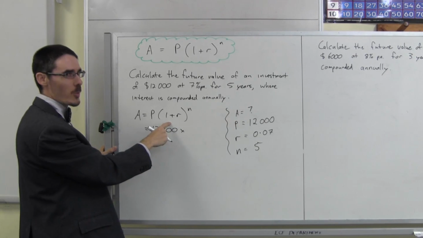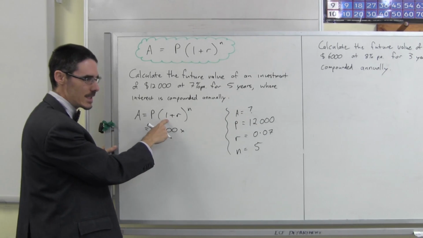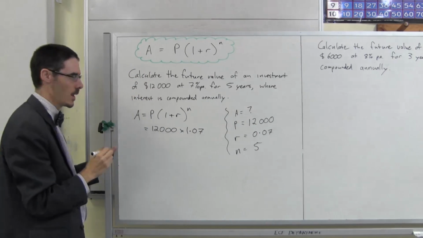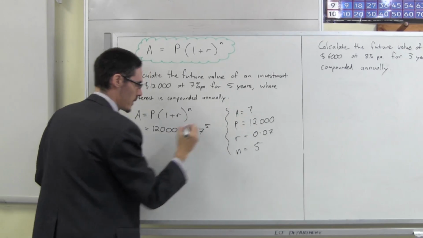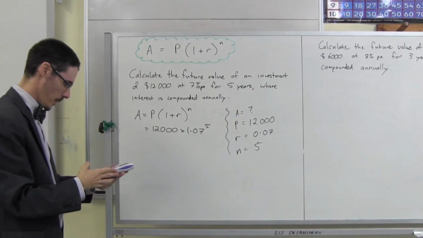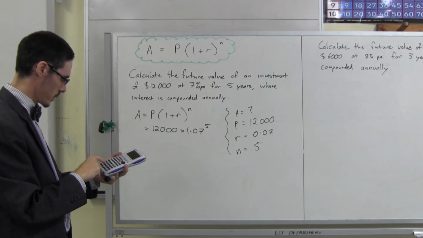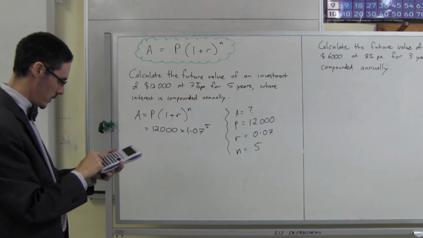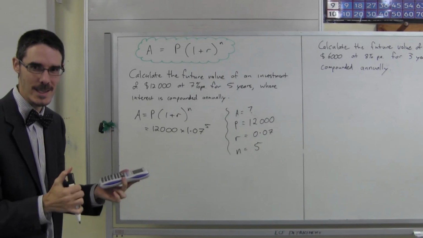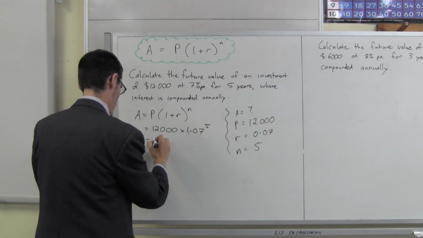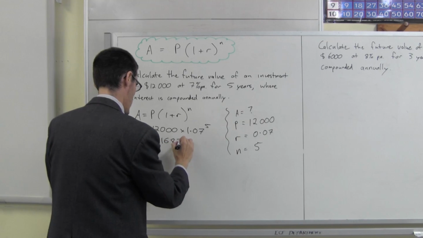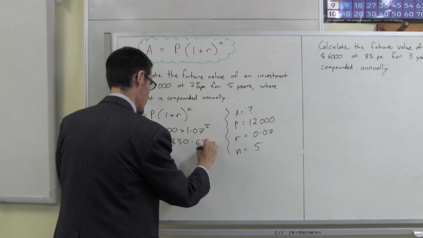times. Now I'm not going to write brackets 1 plus R brackets because in fact this is easy to do. 1 plus 0.07 is 1.07. N, 5 years. Get your calculator. 12,000 times 1.07 to the power of 5. It's got a lot of decimal places. This is a financial thing, so I'm going to round off to the cents. It is $16,830.62.